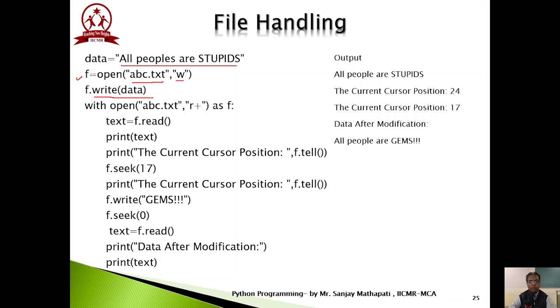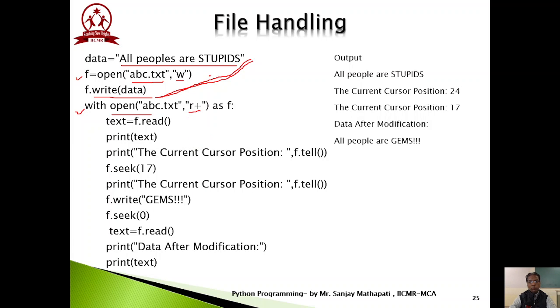Then using the write method, we have written whatever line we just prepared. I could directly write the string "all people are stupid" over here, that is also possible, but we have just used one string type of object. Then we have opened the file using the statement with open, name of the file, r plus. Up to this is simply writing the data into the file. Now for seek and tell, we have opened the file in r plus mode because we are going to perform both tasks, reading and writing.